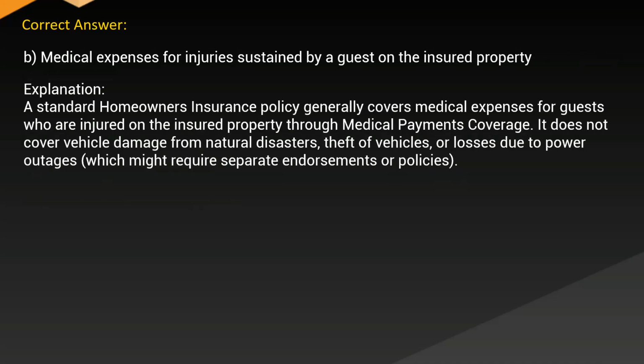Correct answer: B. Medical expenses for injuries sustained by a guest on the insured property. Explanation: A standard homeowner's insurance policy generally covers medical expenses for guests who are injured on the insured property through medical payments coverage. It does not cover vehicle damage from natural disasters, theft of vehicles, or losses due to power outages, which might require separate endorsements or policies.